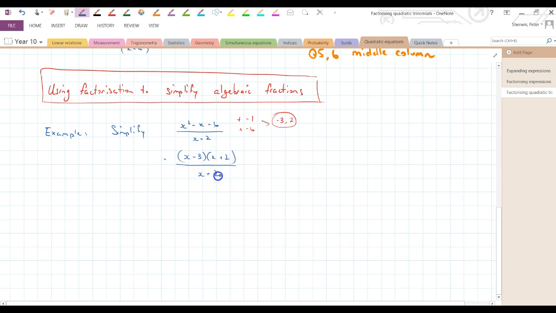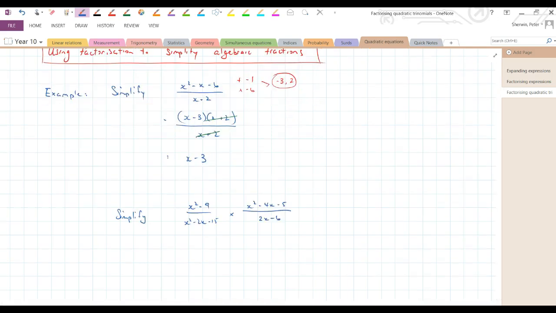Over x plus 2. Now we can get our big red pen out and do a cancellation, because I now have a common factor of x plus 2. It's a factor of the numerator, and it's also a factor of the denominator because it is the denominator. So I can lose my x plus 2's, and I am left with x minus 3 as my simplified solution.